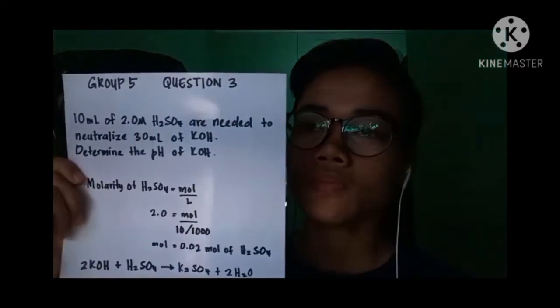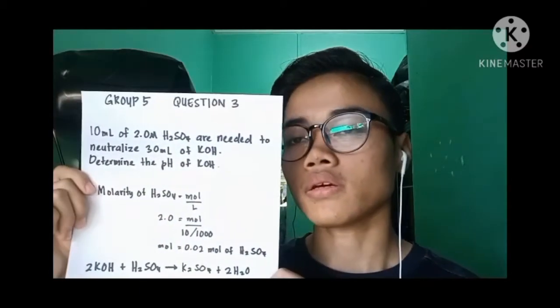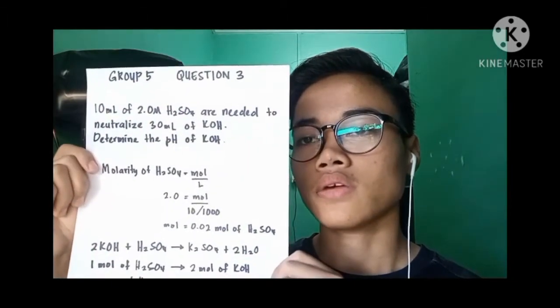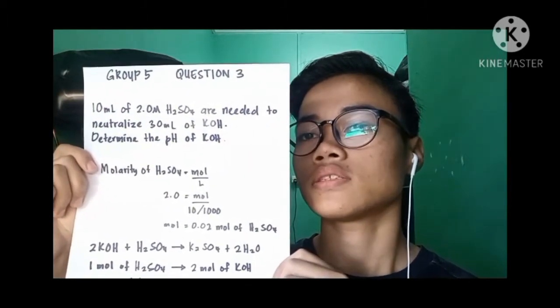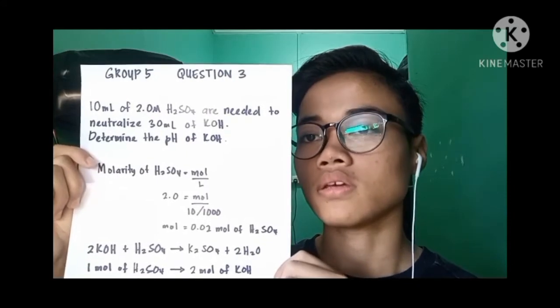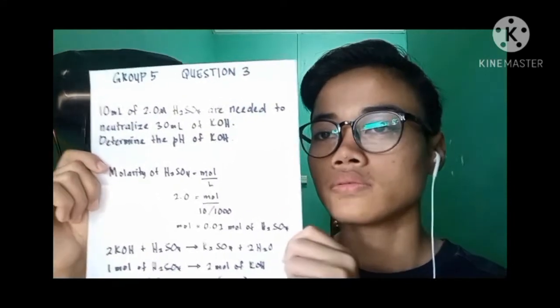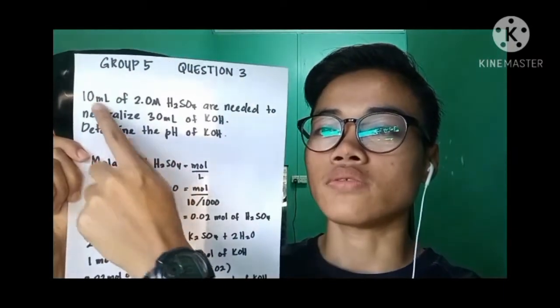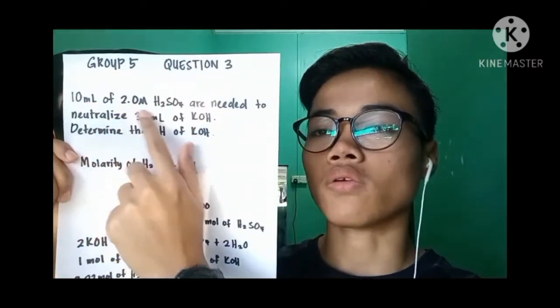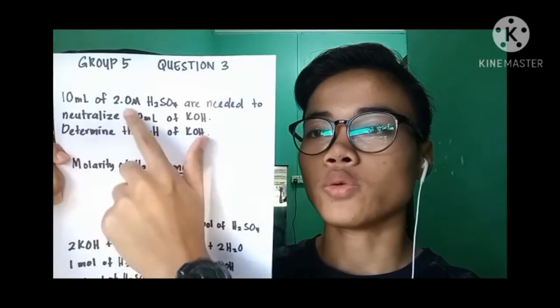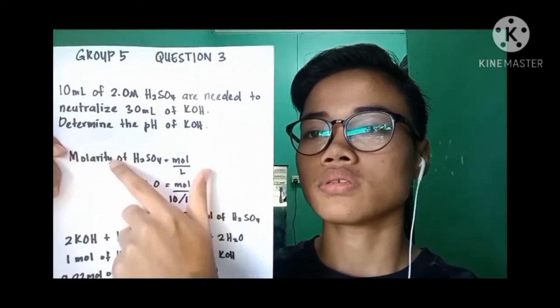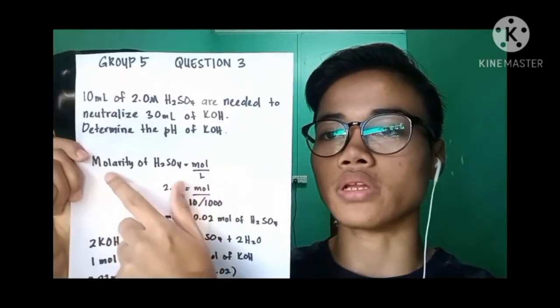The question is, 10 milliliter of 2 molar sulfuric acid are needed to neutralize 30 milliliter of potassium hydroxide. So determine the pH of potassium hydroxide. The question gave us the volume and molarity of sulfuric acid. So from here we can get the number of mole of sulfuric acid using this formula.